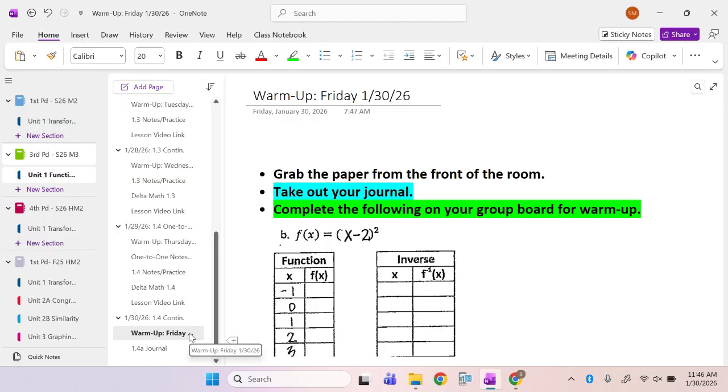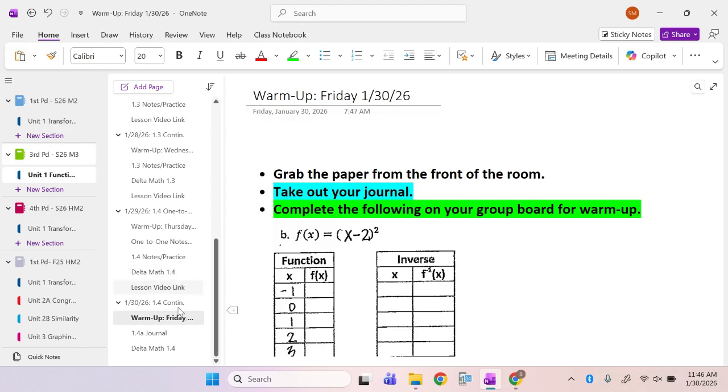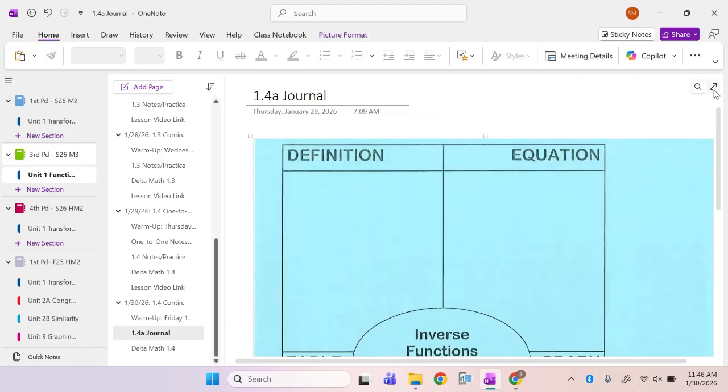So it should be the second journal entry that I gave you. That's not one that you have to handwrite.